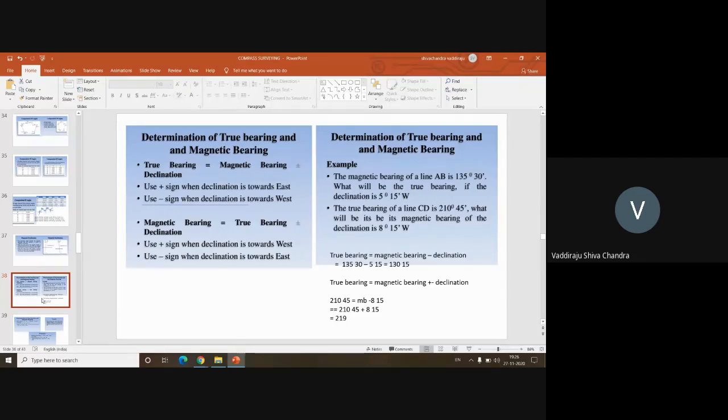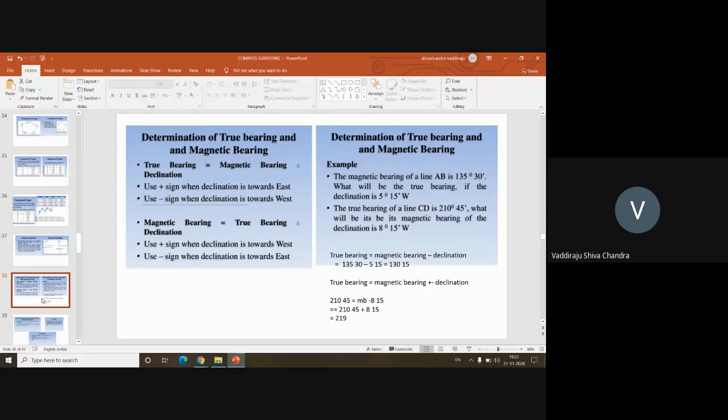The magnetic bearing of a line AB is 135 degrees 30 minutes. What will be the true bearing if the declination is 5 degrees 15 minutes west? The next one: the true bearing of a line CD is 210 degrees 45 minutes. What will be its magnetic bearing if the declination is 8 degrees 15 minutes west?